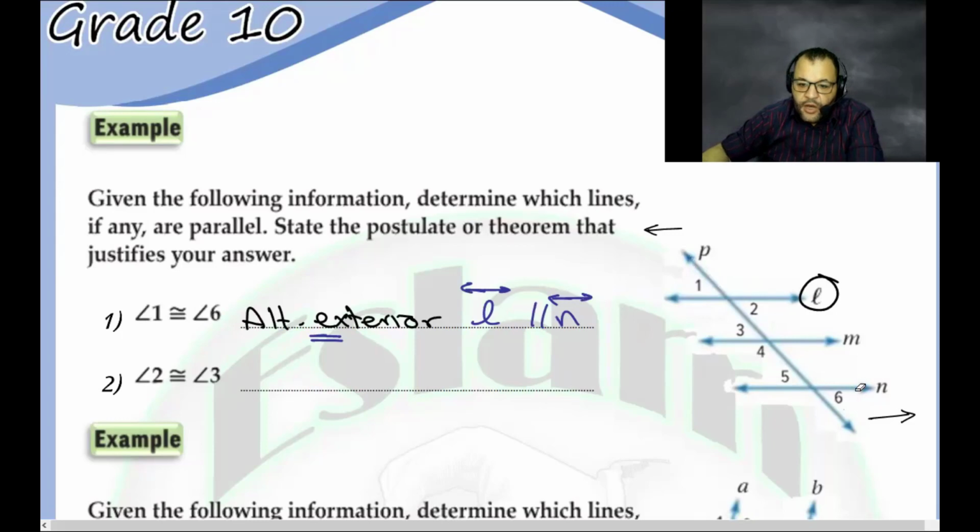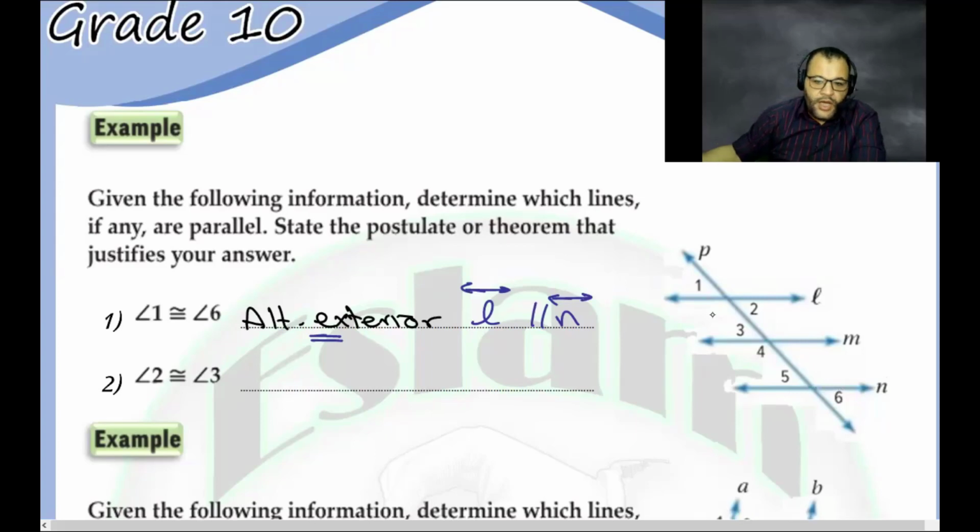Now we have the second angle, angle 6. So that's the first line, and that's the second line. This line, line P, is the transversal. What is the second line? N. So line L and line N are parallel because angle 1 and angle 6 are equal in measure, and they are alternate exterior. You understand now how we find it?